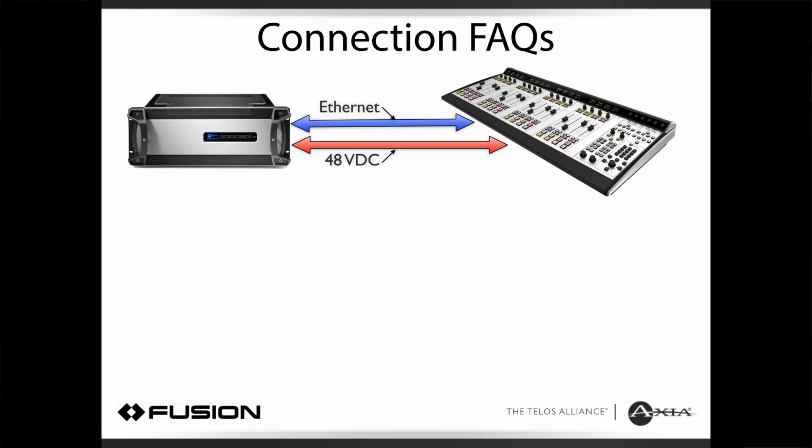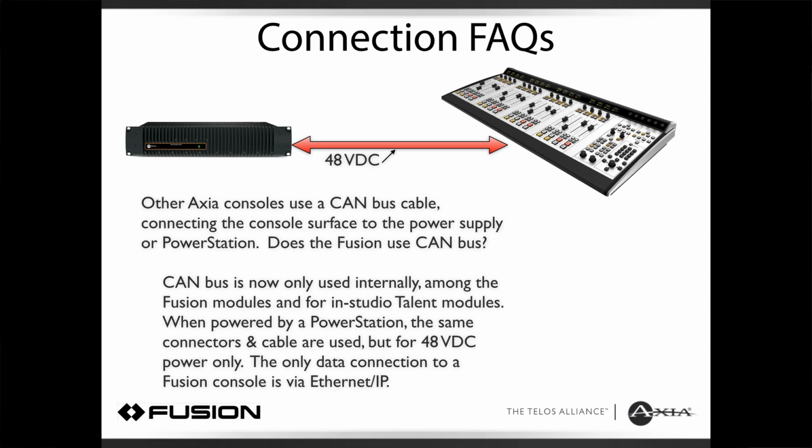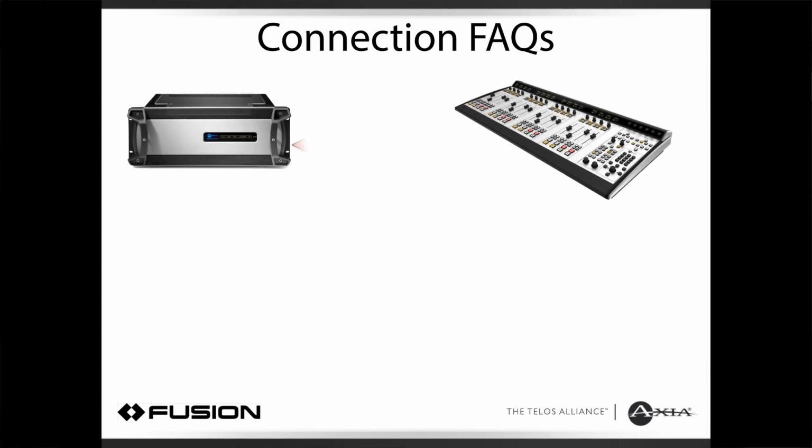So you connect an Ethernet cable between the Fusion console and the Ethernet switch on the back of the Axia power station. CAN bus is still used internally inside the console among the Fusion modules and for in-studio talent modules. Again, when powered by a power station, the same connectors and cable are used, but only for 48 volt DC power. If you use the new Fusion power supply, well, that supplies 48 volts as well to the Fusion console. The Ethernet cable goes to the rest of the network. We'll show you how that works in just a minute.